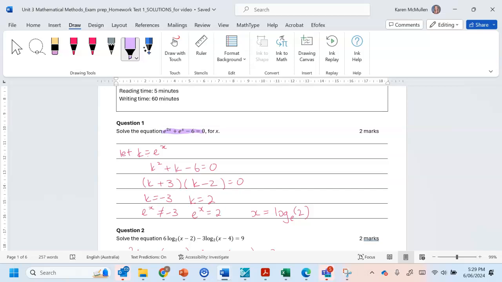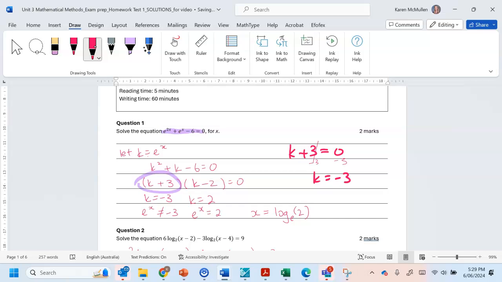Just make sure that when you're using the null factor law, referring to this part here, when we have k plus 3 is equal to 0, what we do is we subtract 3 from both sides, so we end up with k equals negative 3. Just be careful of that. That's how we end up with k equals negative 3 and k equals 2.